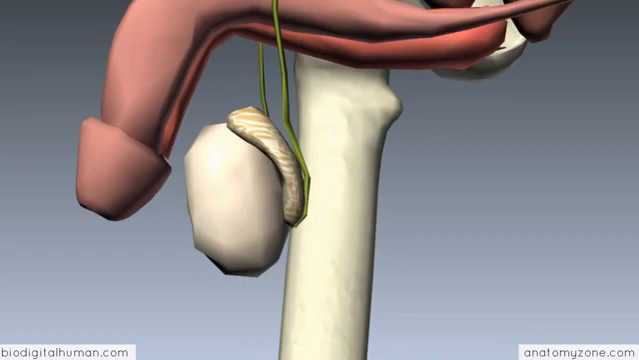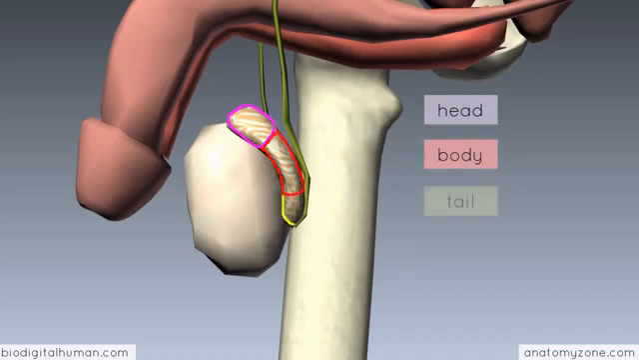So just coming back to the 3D model, you can see the epididymis here sitting on the posterior and superior aspect of the testis, and it's got three parts. It's got the head, it's got the body, and it's got a tail inferiorly.